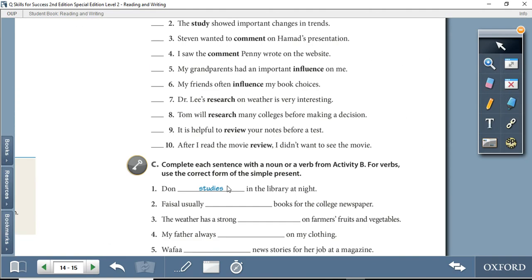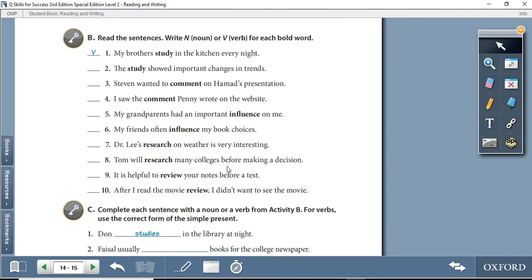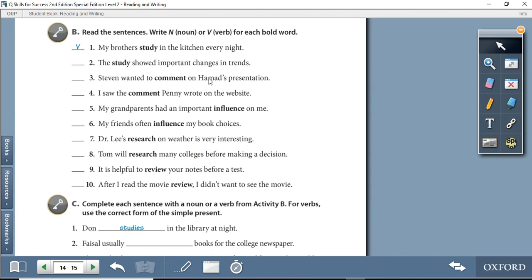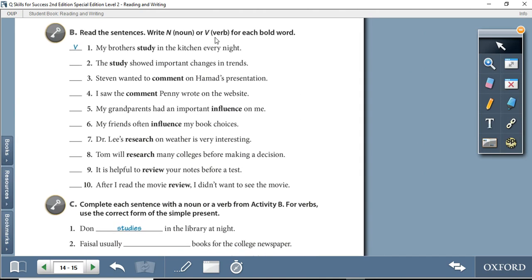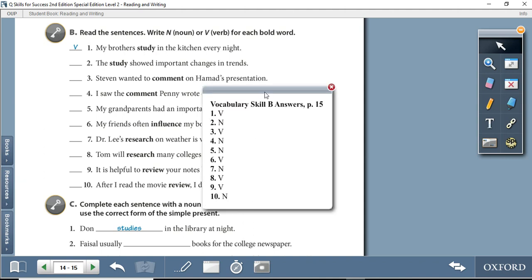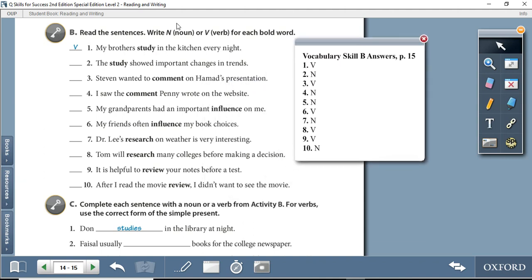Moving on to activity B. Read the sentences, write N for noun or V for verb for each bold word. So you need to decide if the bold word is a noun or a verb. Number 1, my brother studies in the kitchen every night. Study is a verb. The study showed important changes in trends. Noun. Stephen wanted to comment on Hamid's presentation. Verb. I saw the comment Penny wrote on the website.